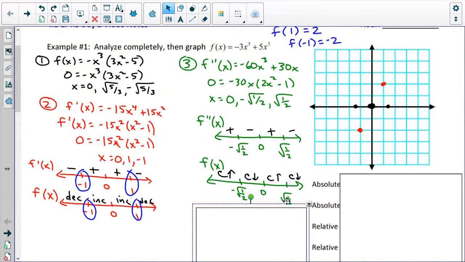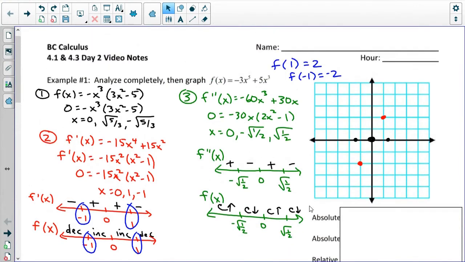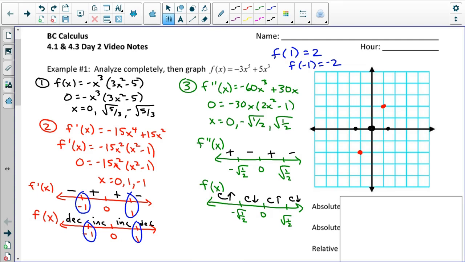So if I look at how this might look graphically, I'm going to look at what the values of my change in concavity are going to be. So at negative root 1/2, I'm going to change concavity, so that'll probably be somewhere around here. I will also change concavity at 0, and I will change concavity at around root 1/2.